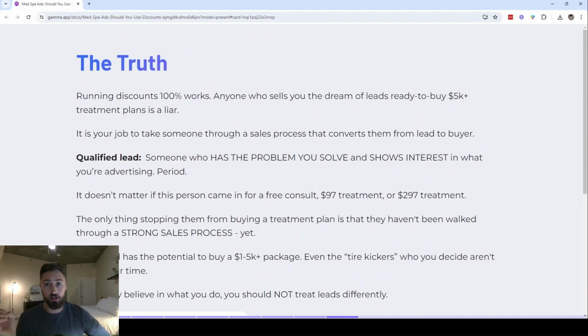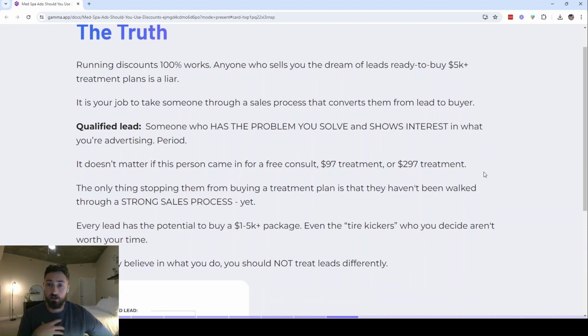So here's the truth, right? Running discounts 100% works. And anyone who sells you the dream of leads who are ready to buy $5,000 treatment plans immediately is an absolute liar. And it is your job to take someone through a sales process that converts them from a lead to a buyer, okay? And the way that I define a qualified lead is someone who has the problem that you solve and they've showed interest in what you're advertising or the way that you solve that problem. Period. End of sentence, right?